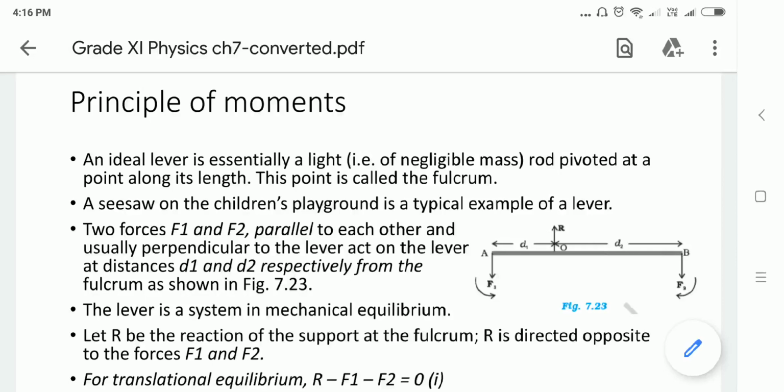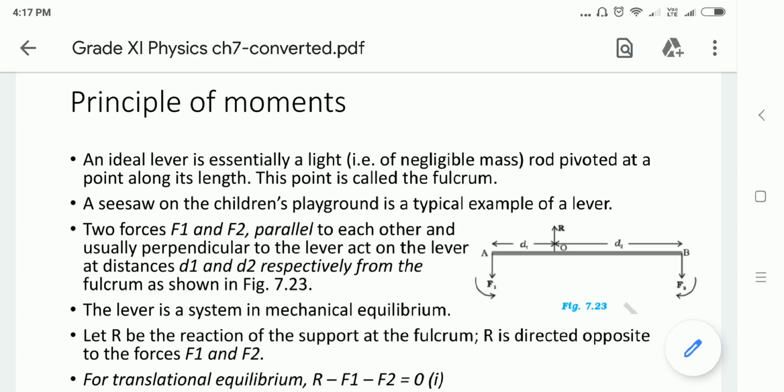Now let us take an example, a seesaw in a children's playground. In that, two forces F1 and F2, applied parallel to each other and perpendicular to the lever, act on the lever at distances d1 and d2. As we can see in the diagram, the two forces F1 and F2 act in the same direction, downward, but their rotational directions are different. F1 acts in the clockwise direction and F2 in the anti-clockwise direction. Their axes are parallel to each other.